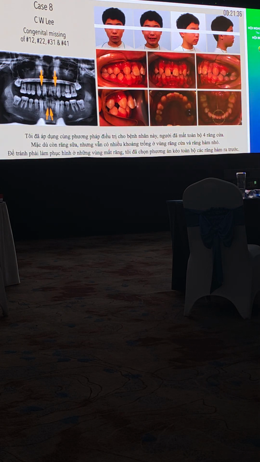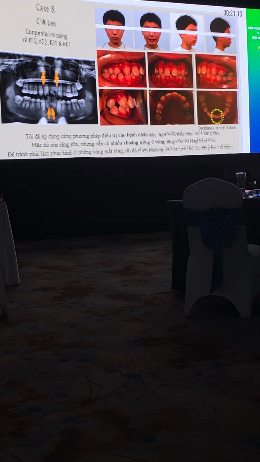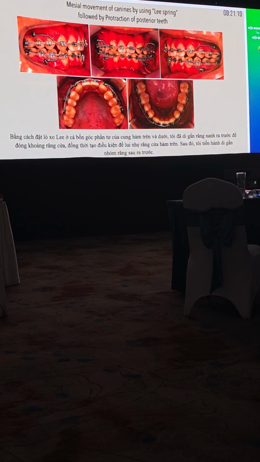I applied the same treatment methodology for this patient who has lost all 4 incisors. There were several spaces in the incisor and premolar area, despite the presence of the remaining primary teeth. To avoid prosthetics in the missing region, I opted to advance all the molars forward. By installing leaf springs in all 4 quadrants of the upper and lower arches, I pushed the canines forward to cross the incisor space, allowing some retraction of the maxillary incisors.